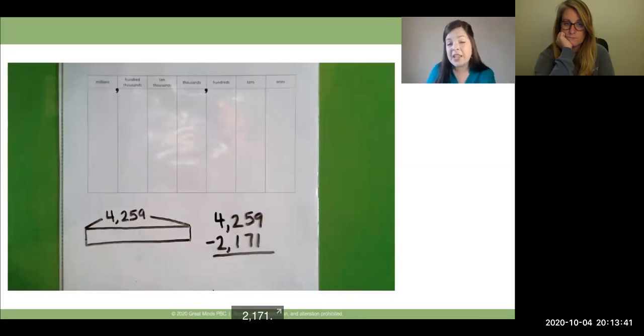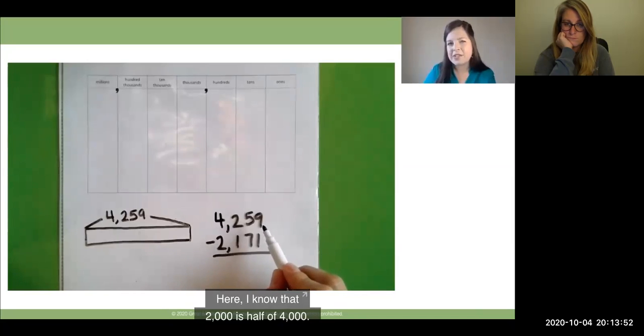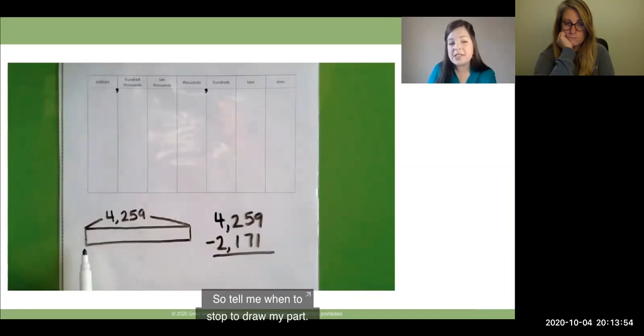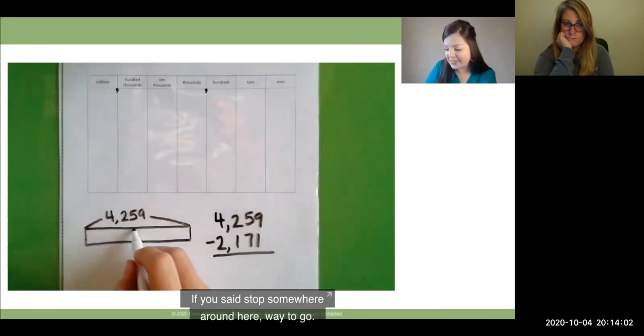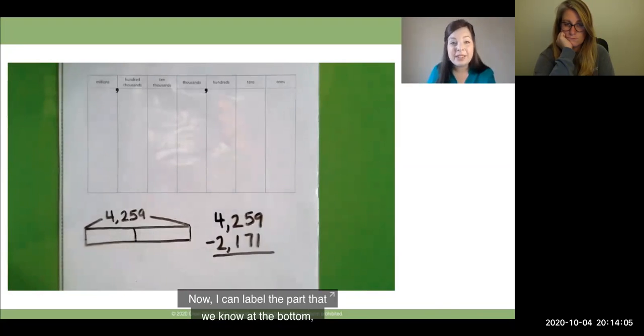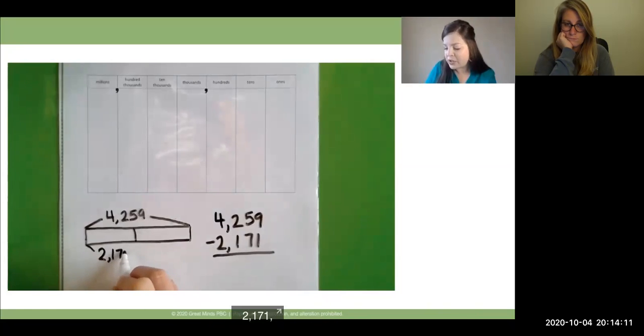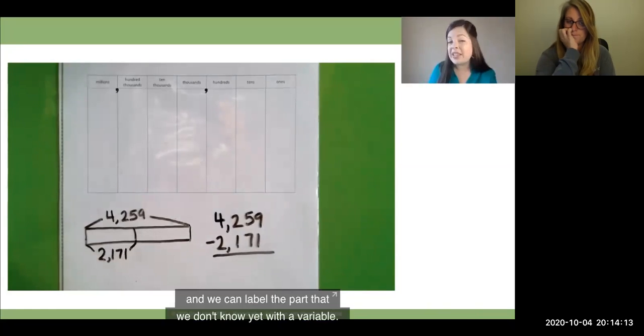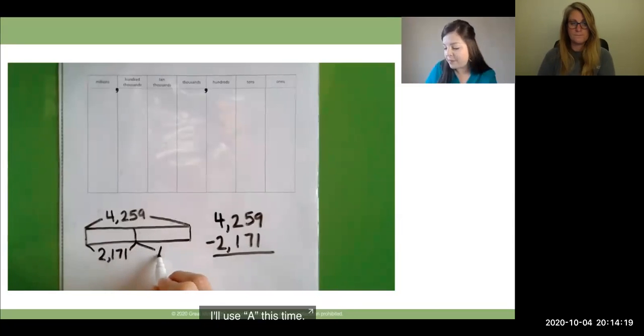2,171. When we think about how big to draw the parts in our tape diagrams, we can use estimation. Here, I know that 2,000 is half of 4,000. So tell me when to stop to draw my part. If you said stop somewhere around here, way to go. Now I can label the part that we know at the bottom, 2,171. And we can label the part that we don't know yet with a variable. I'll use A this time.